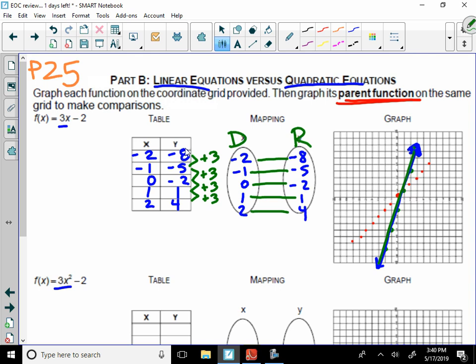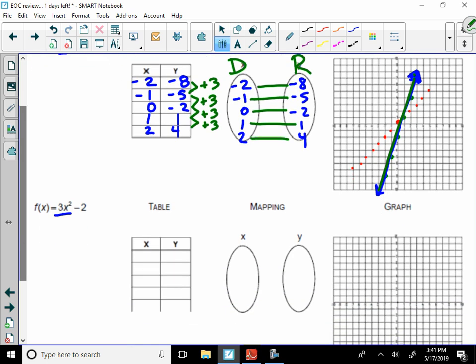Now, the difference between linear and quadratic. Oh, I'm so excited to share this. So I'm going to go back and change my equation from linear to quadratic. The equation is 3x squared minus 2. The squared makes it quadratic. What shape are you expecting on the graph? Think of the word parabola. So you're expecting a U-shaped parabola.